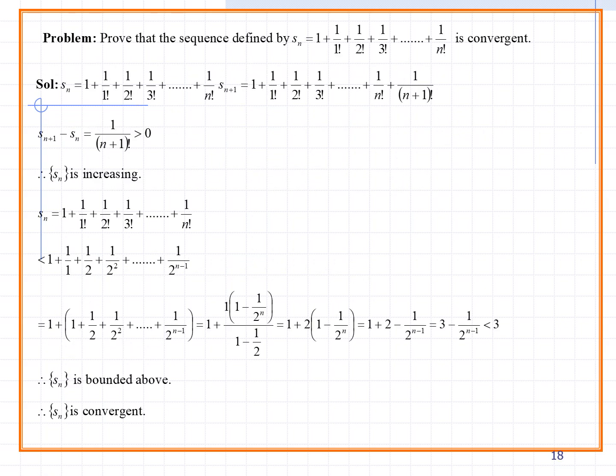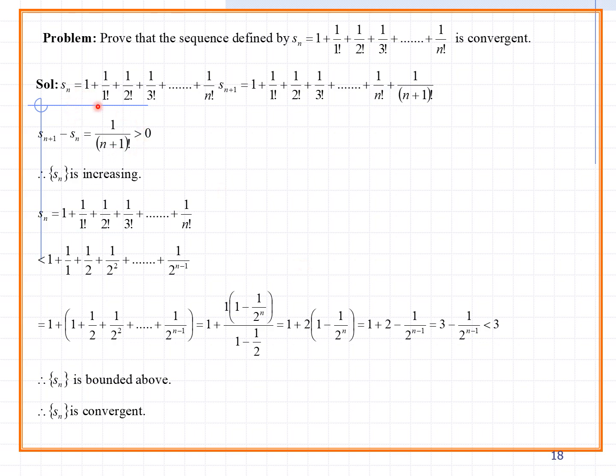Let us see this one more problem. Prove that the sequence defined by Sn equal to 1 plus 1 by 1 factorial plus 1 by 2 factorial plus 1 by 3 factorial plus so on plus 1 by n factorial is convergent. So this sequence you can say it is convergent. Convergent means the same property. What is the property? Sn plus 1 minus Sn greater than 0, it is an increasing sequence.